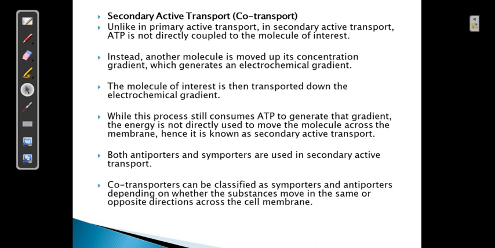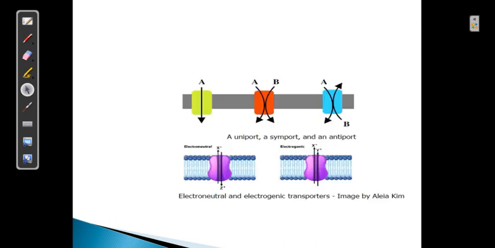Depending on whether the substance moves in the same direction or opposite direction, as the name itself suggests, if a substance is moved in the opposite direction, then it is an antiporter, and if the substance is moved in the same direction, then it is a symporter. Here is the diagrammatic representation.